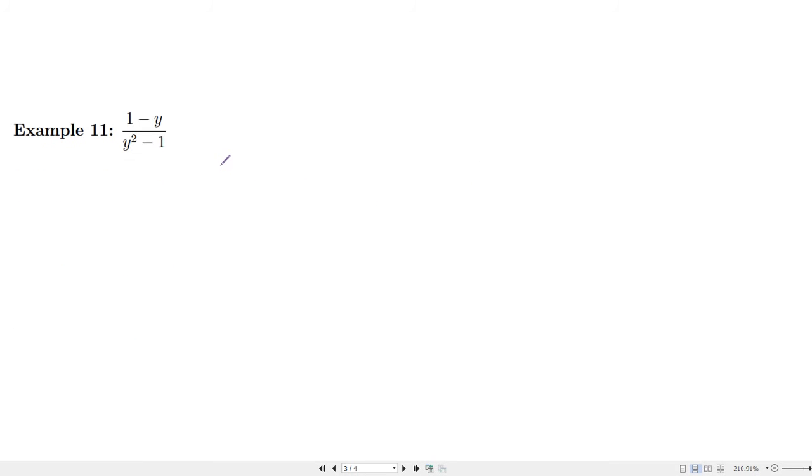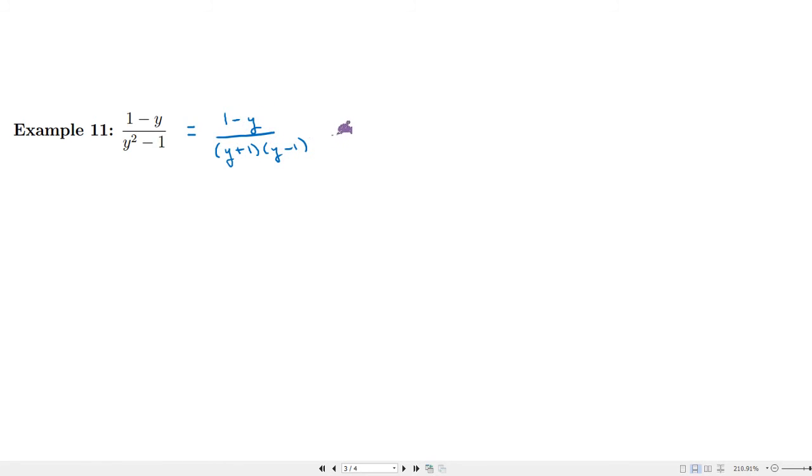Similarly, for our next example, we can do something very similar. So let's see what we get. We can write that the numerator is 1 minus y. That's sort of already factored. But down here, difference of squares, that's y plus 1, y minus 1. All right, and now if we want to reduce, it looks like these two factors are very similar, right? 1 minus y, y minus 1.